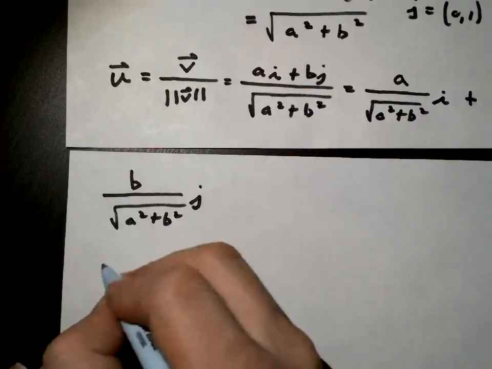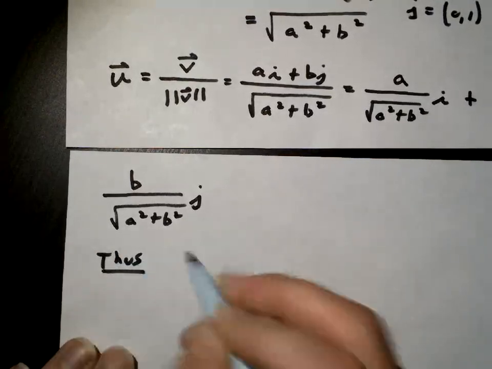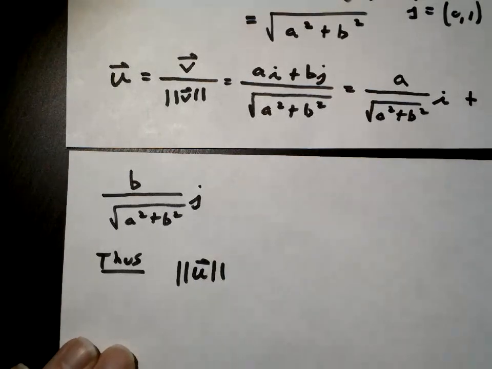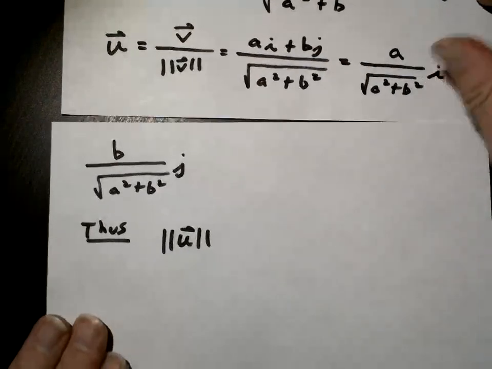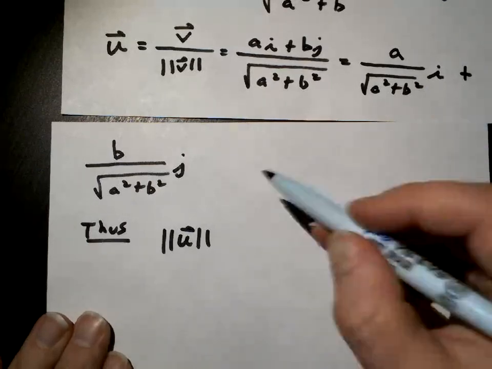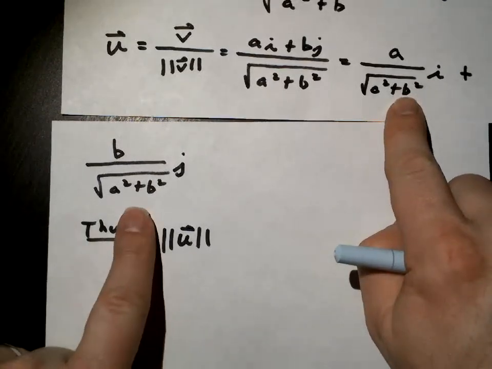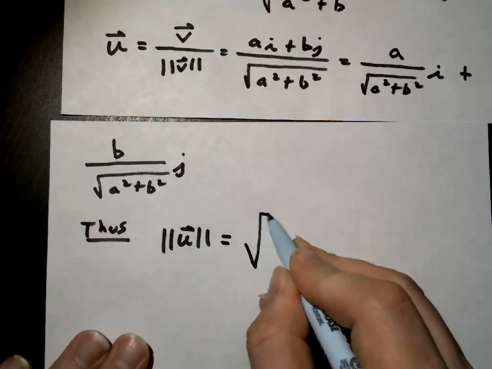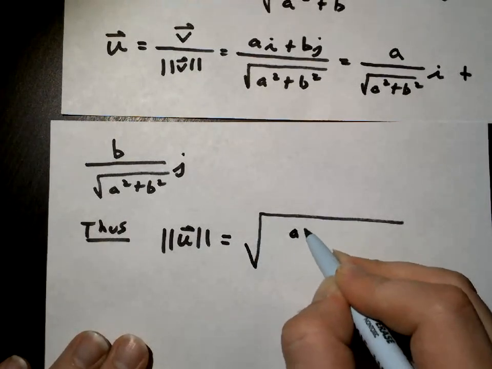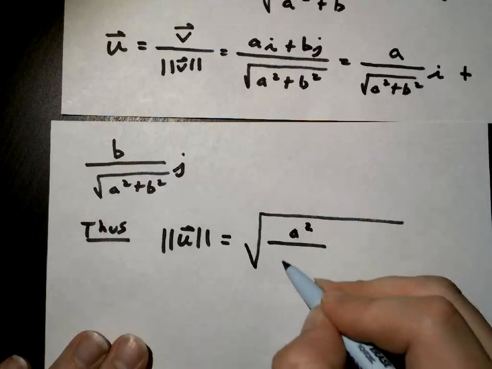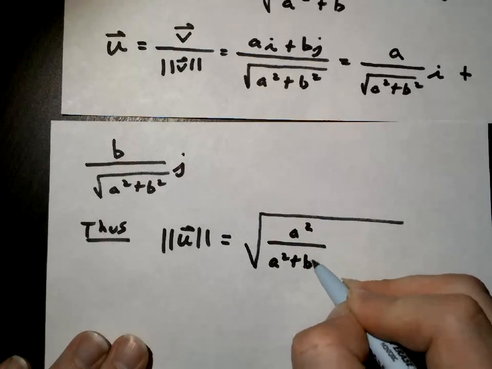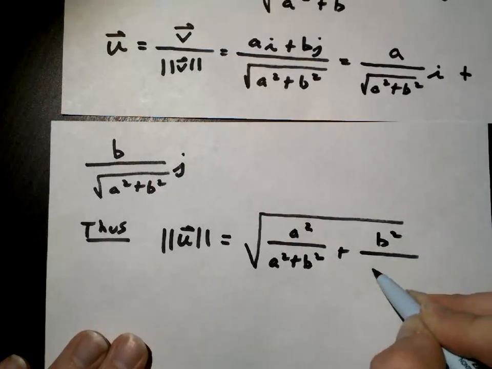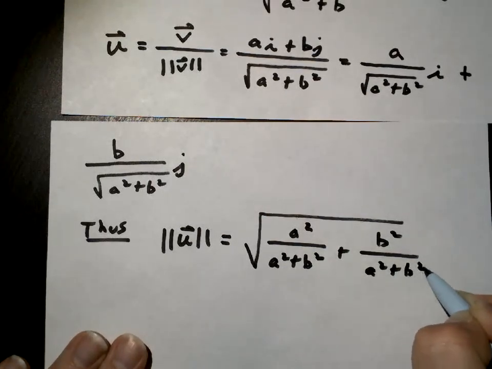Well, thus, if we take the magnitude of these two, I'm hoping you can see that this is going to be the square root of a squared over a squared plus b squared, plus b squared over a squared plus b squared.